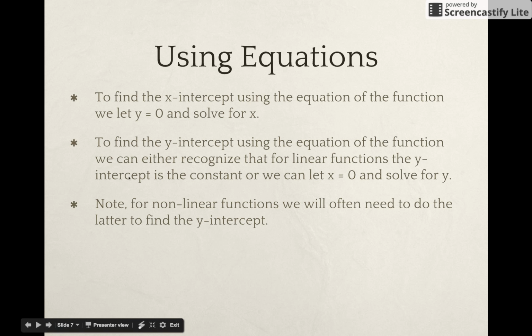With linear functions, the y-intercept is in the equation already, that f of x equals mx plus b, where b is the y-intercept. However, as we progress throughout this course, we'll start looking at nonlinear functions. And when we look at nonlinear functions, we will have to do some computing to find their intercepts.